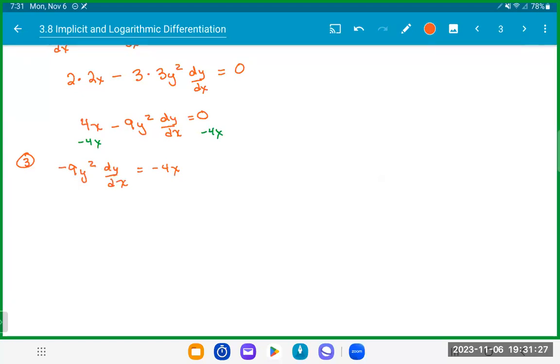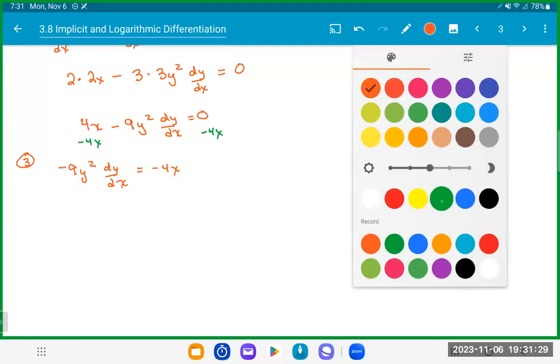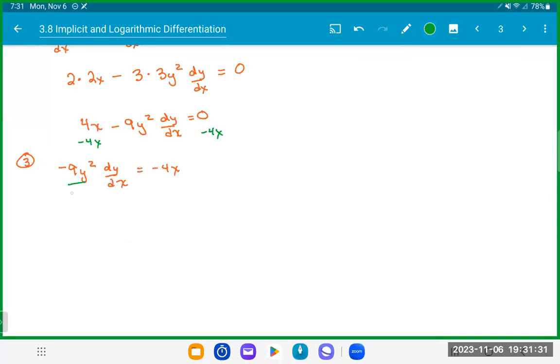Still working on isolating here. So we can divide both sides by negative 9y squared. This gives me dy dx equals, we have a negative and a negative, so that gives me positive 4x over 9y squared. Now that we've isolated, we want to find the slope.